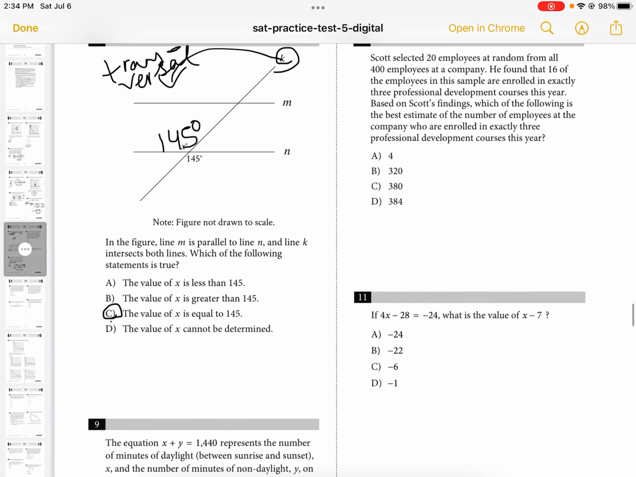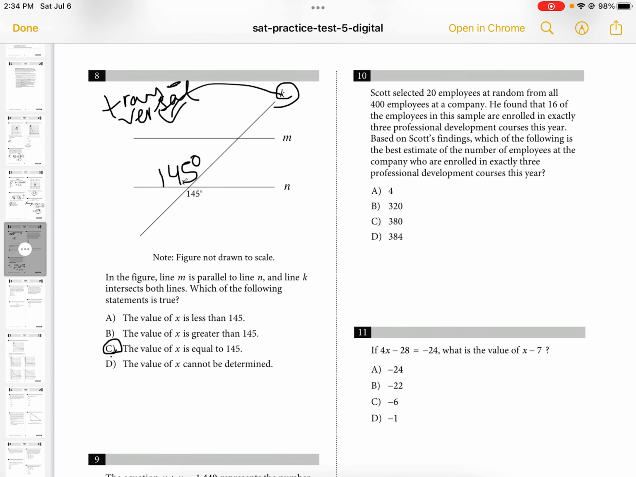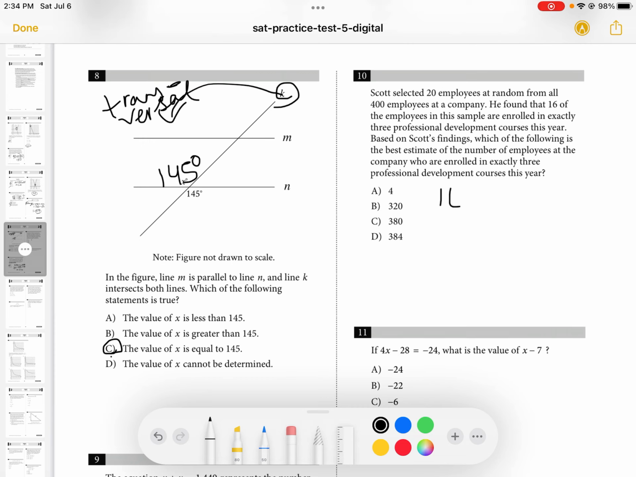Okay, next question. Scott selected 20 employees at random from all 400 employees at a company. He found that 16 of the employees in the sample are enrolled in exactly 3 professional development courses this year. Based on Scott's findings, which of the following is the best estimate of the number of employees at the company who are enrolled in exactly 3 professional development courses this year? Okay, so this is a proportion. Scott surveyed 20 people, out of which 16 met the criteria he was measuring.